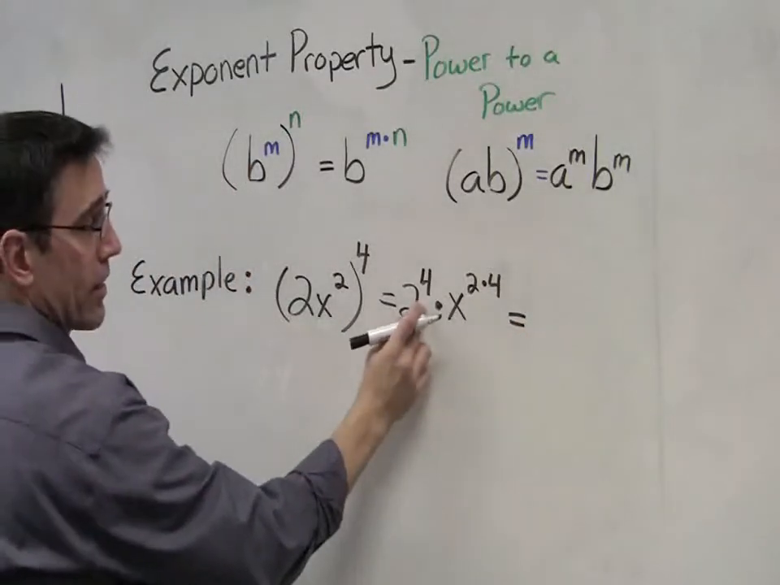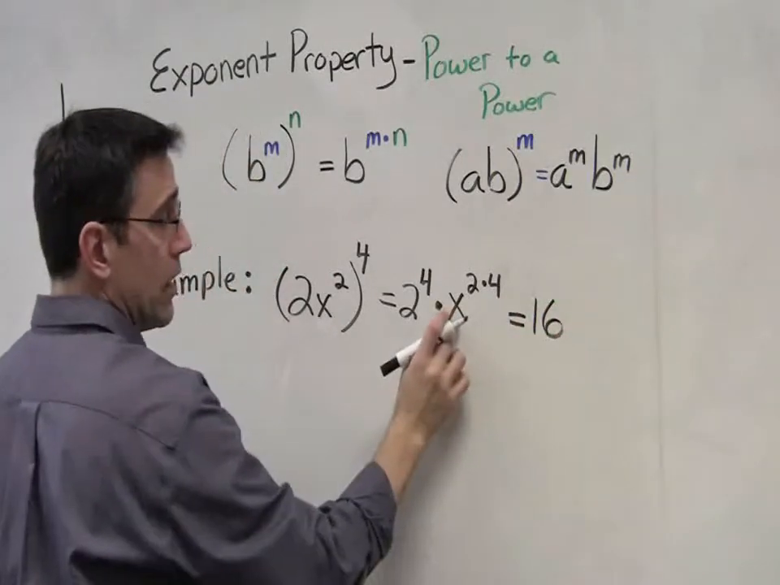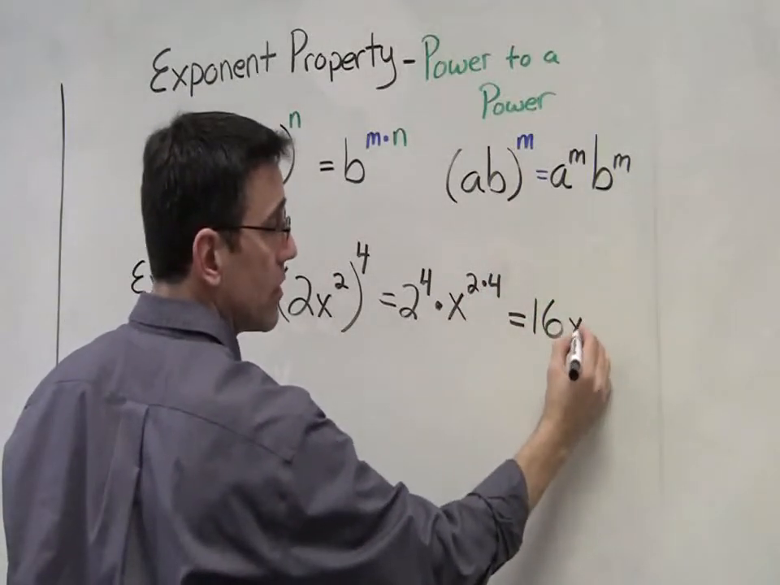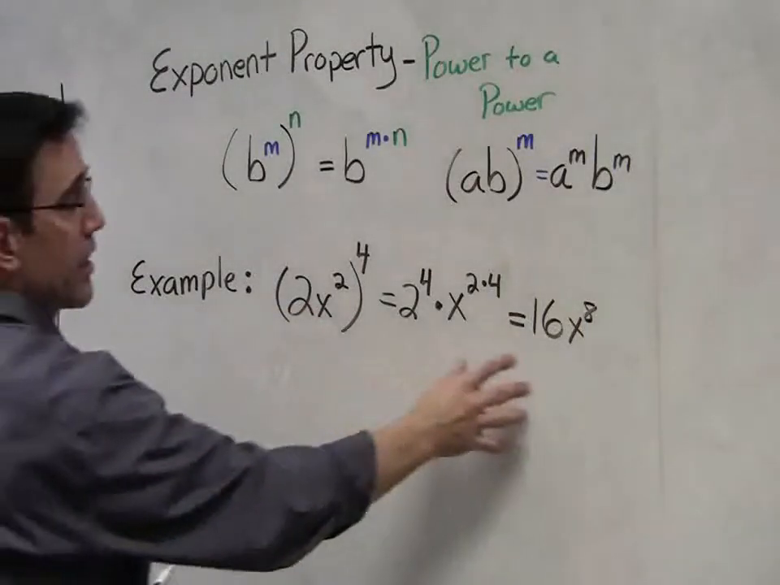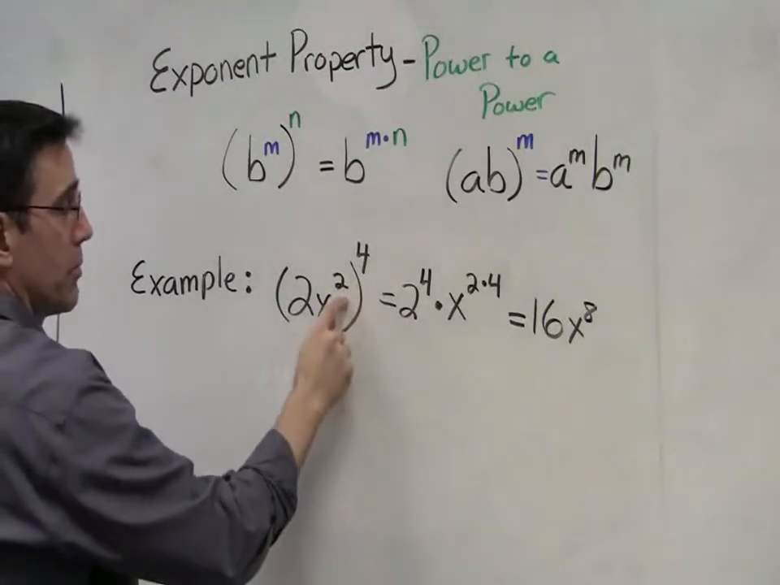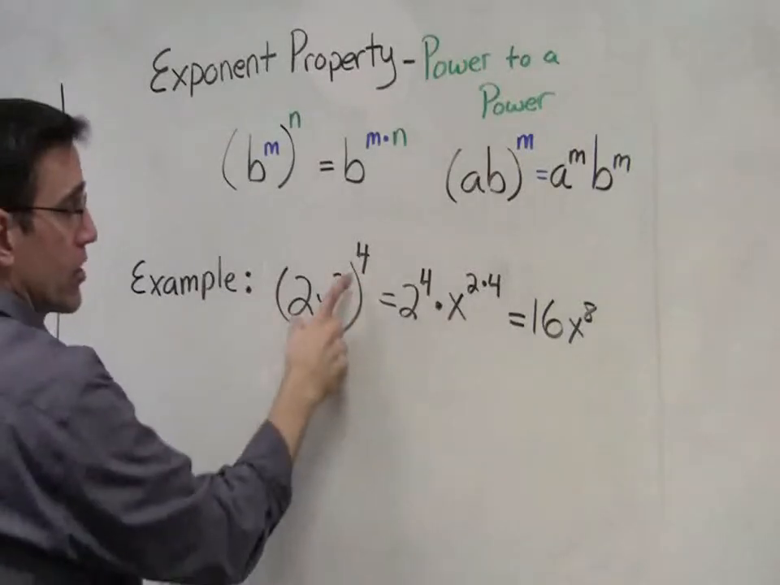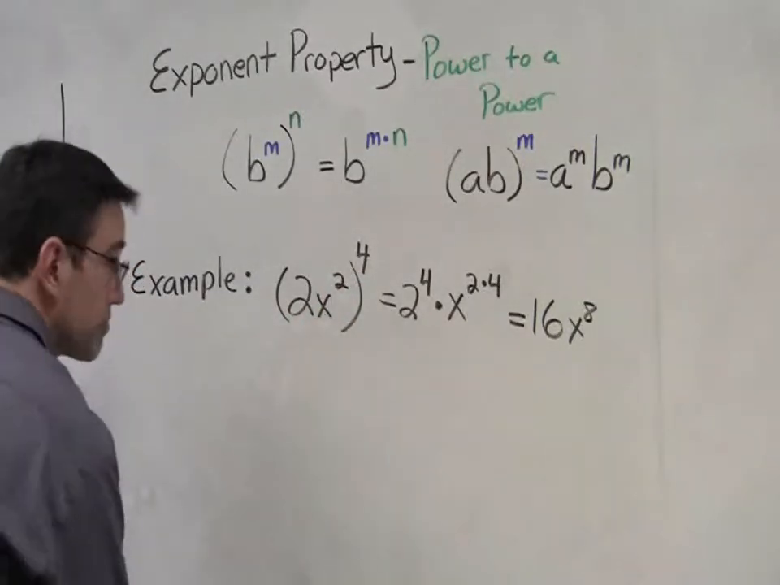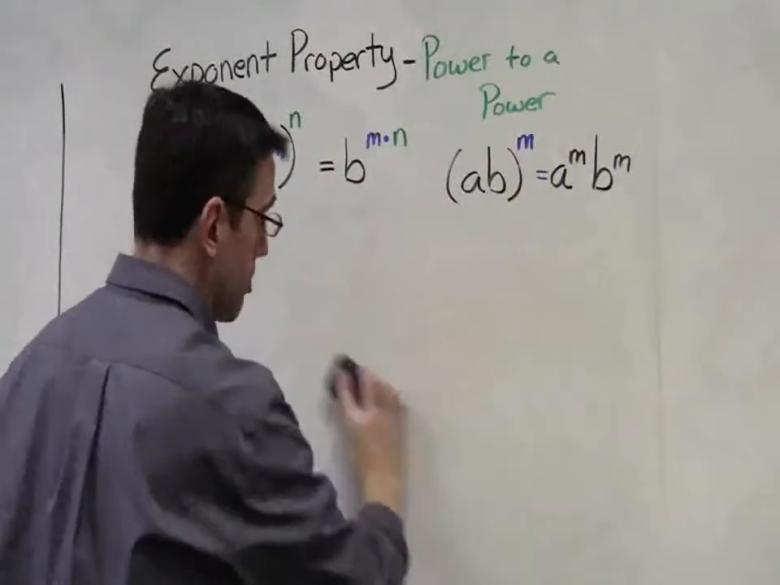And even though I don't have a calculator, I still know 2 to the 4th is 16. And then x, 2 times 4 is 8. So again, you should be able to get good enough at this that you can just look at this and say, oh, power to a power, I multiply. 2 times 4 is 8. And then 2 to the 4th, you just have to know is 16. And again, like I said, you practice enough of these, you're going to get very, very good at it.